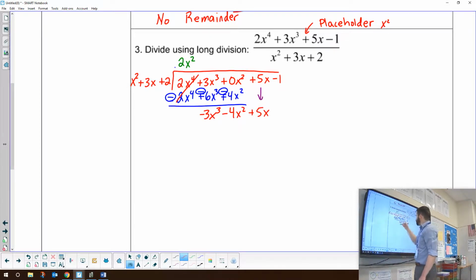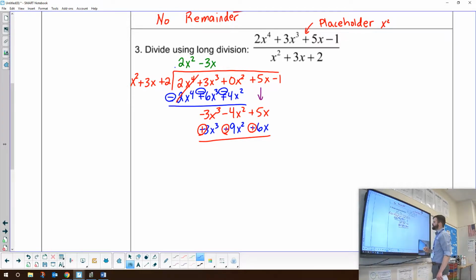X squared times what equals negative 3x? Well, let's see. X squared times negative 3x equals that. So negative 3x times x squared is going to give me negative 3x cubed. Negative 3x times negative 3x is going to give me negative 9x squared. Negative 3x times 2 is going to give me negative 6x. Then we're going to draw the line, change the signs. So it's going to become a plus, a plus, a plus. Circle it to show that we've changed it.